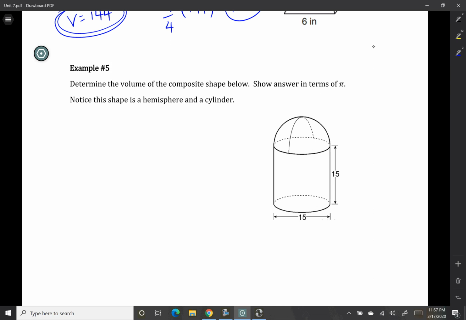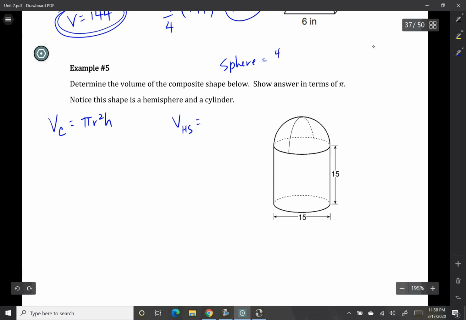But this figure has some things that we have to do some thinking about. So we have two different volumes we're trying to find. The volume of the cylinder and the volume of the hemisphere. I'll use C for cylinder, HS for hemisphere. Volume of a cylinder, we know right from the reference table. It's pi r squared h. Hemisphere is not on the reference sheet, but sphere is. So the sphere volume formula is 4/3 pi r cubed.